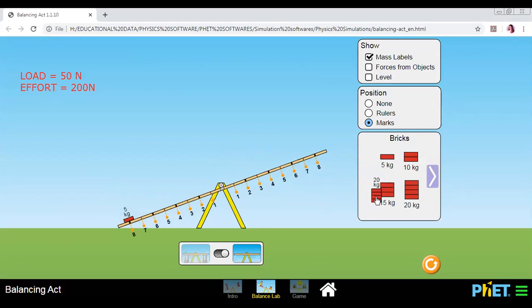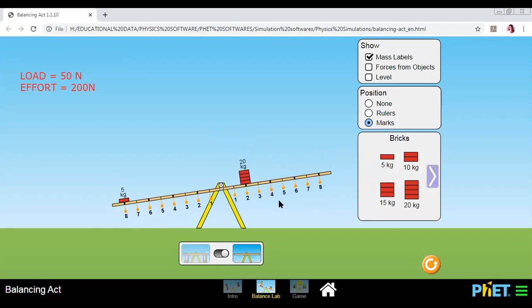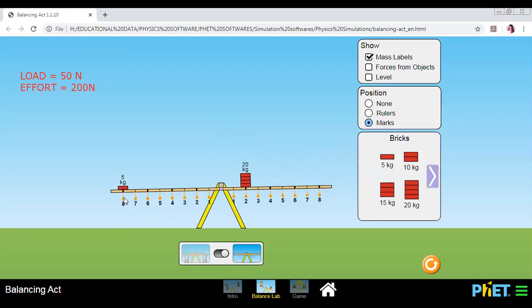So my load is 5 kg or 50 Newton, and I want to lift it by 20 kg mass or 200 Newton. Can I do it? Yes, I can do it. So I place it at 20. And when I place it at 20, you find that I am lifting this 5 kg object as well.